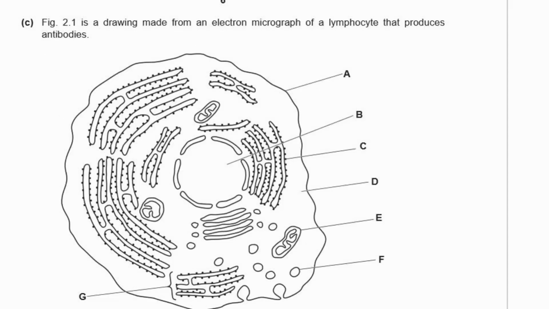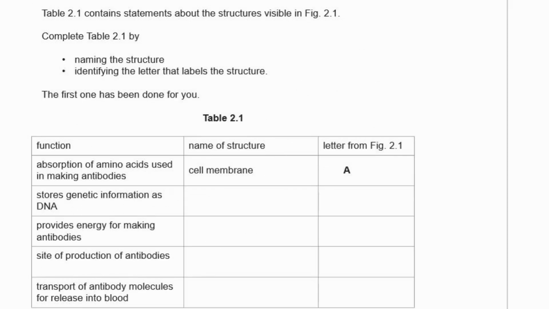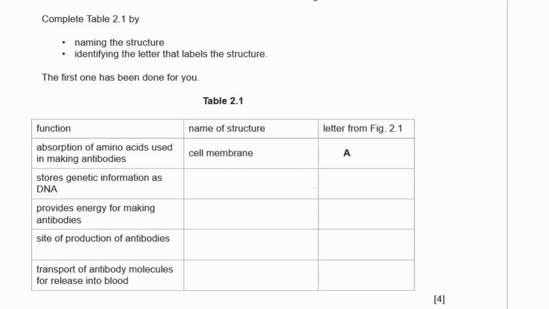All right. C, figure 2.1 is a drawing made from an electron micrograph of a lymphocyte that produces antibodies. Okay, lots of structures in here you should know. Table 2.1 contains statements about the structures visible in figure 2.1. Complete table 2.1 by naming the structure and identifying the letter that labels the structure. The first one has been done for you. Okay, so let's first of all name the structure, then we'll find the letter. The structure that stores genetic information as DNA, that is called the nucleus. Okay, the structure that provides energy for making antibodies, that's the mitochondrion.